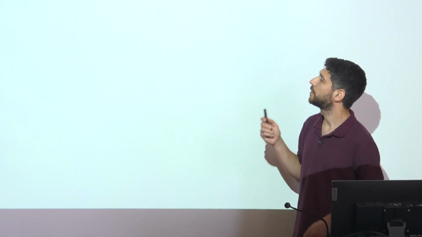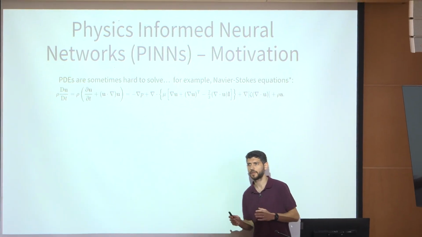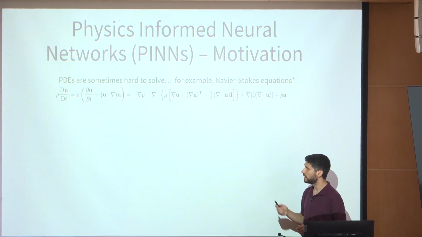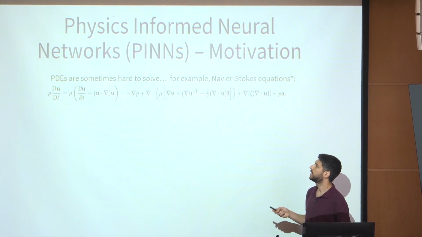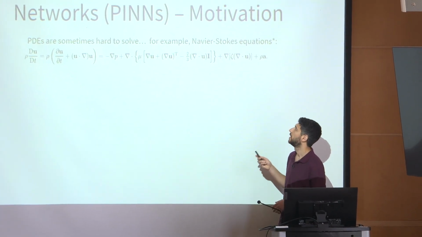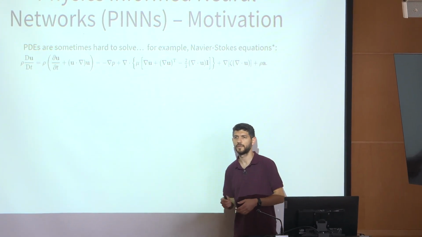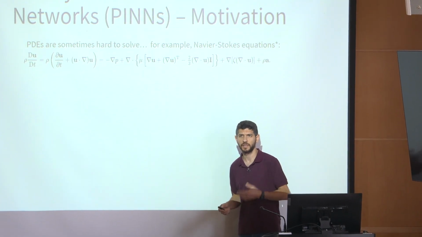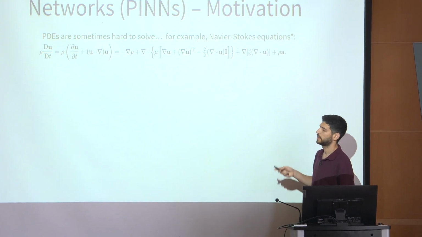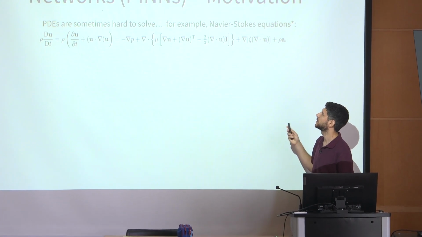All right, so first of all, physics-informed neural networks. This is a classical method invented by Raissi in 2019. PDEs are sometimes very hard to solve or even approximate. For example, the Navier-Stokes, one of the holy grails of computational fluid dynamics, CFD. This is the Navier-Stokes equation, in one of its forms. This is actually many equations because it's a differential equation.